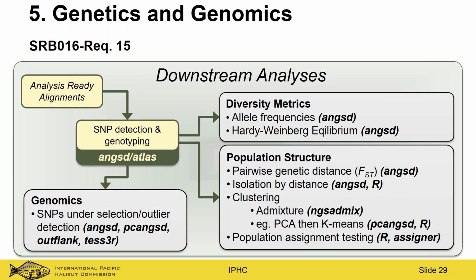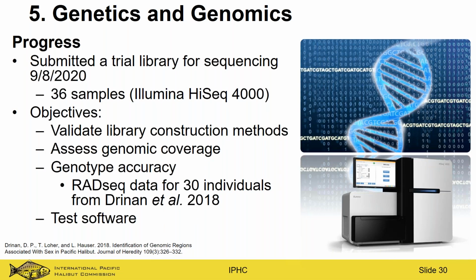All right, next slide. All right, so quick update on where we are at with this. So earlier this month, we submitted a trial library for sequencing, and that library contains 36 samples, and it's being sequenced on an Illumina HiSeq 4000. And really the primary objectives for this trial library are to validate our library construction methods.